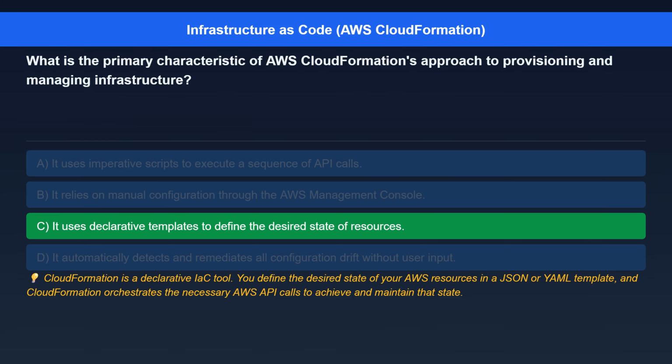The correct answer is: it uses declarative templates to define the desired state of resources. Here's the explanation. CloudFormation is a declarative IaC tool. You define the desired state of your AWS resources in a JSON or YAML template, and CloudFormation orchestrates the necessary AWS API calls to achieve and maintain that state.